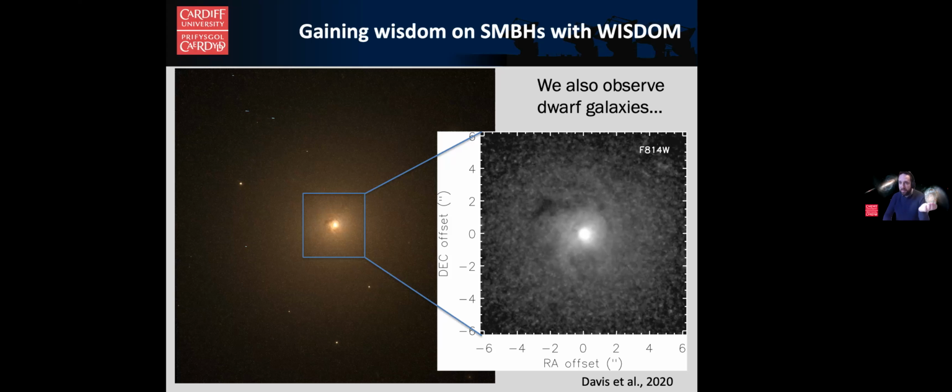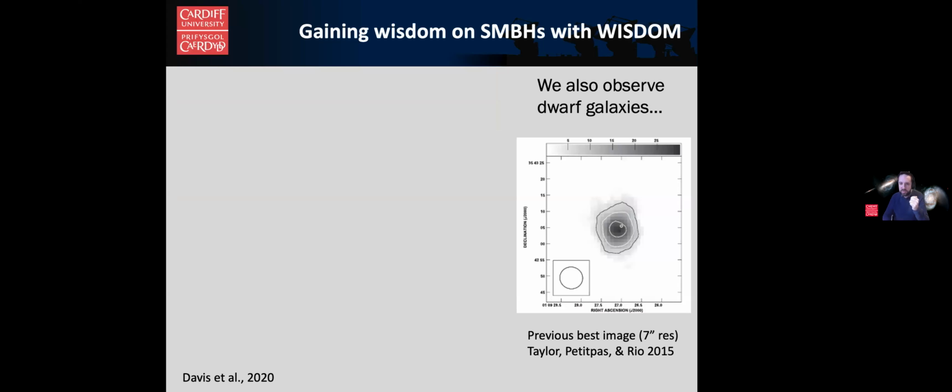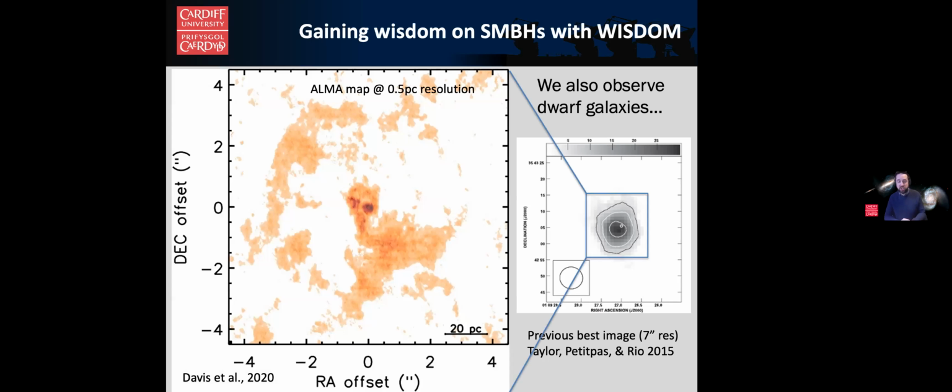So we went and we observed it with ALMA, and we had some information on the molecular gas properties before based on this 2015 paper by Taylor, Petipas and Rio that has 7 arcsecond resolution obtained with BEMA. And you can see essentially it's a point source of those ratios. But if we take ALMA, we can observe this now at very, very high angular resolution indeed. And this is just the very center of the map we get here. So you can see this is a half parsec resolution map of the gas in the center of this nearby dwarf galaxy. It's got a stellar mass of about 10 to the 9.1, so it's relatively low mass.